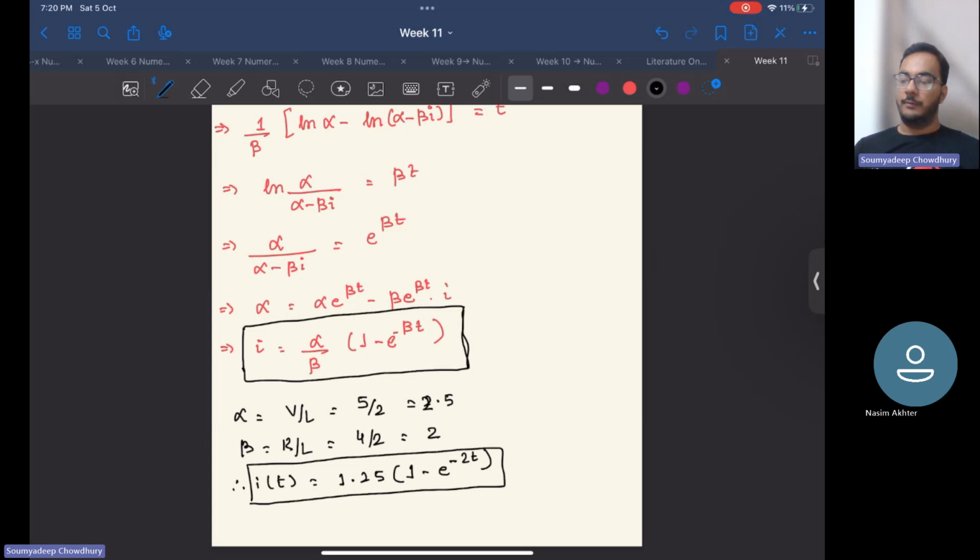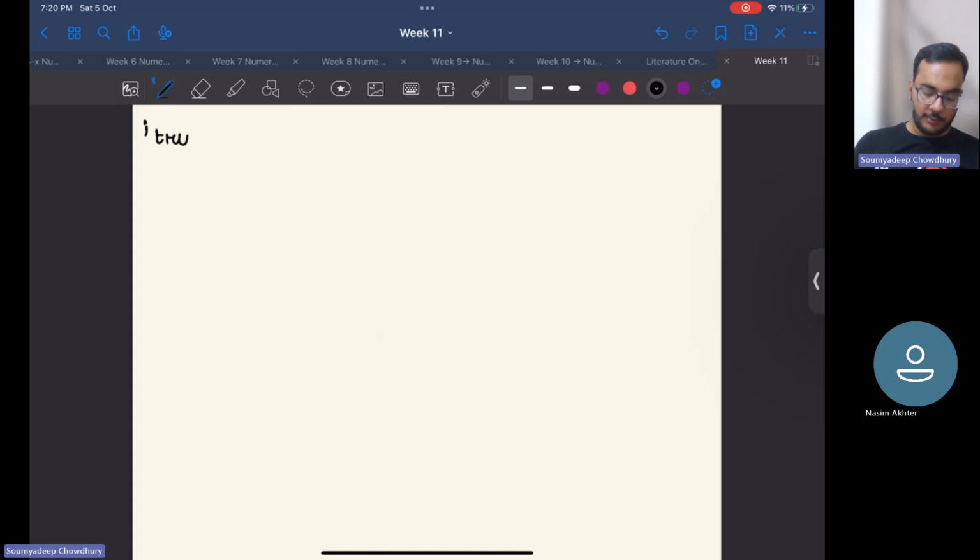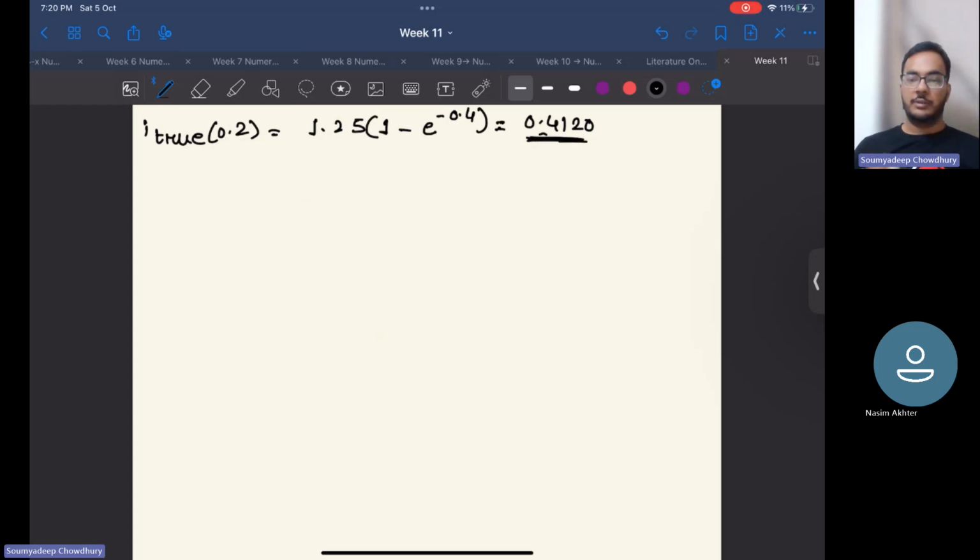Now we have to find out the true value. At what point do we need to find it? Here we will be finding the true value of the function at t equals 0.2. So it is 1.25 times 1 minus e to the power minus 2 times 0.2. If you substitute here, you will get 0.4120. So this is your true value at 0.2. Now we'll solve it numerically using different step sizes and we'll see what is the order of the error.